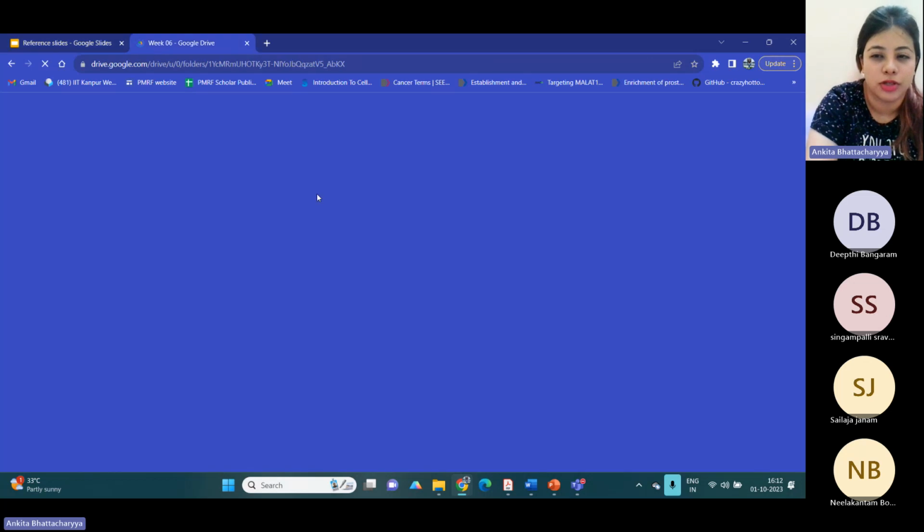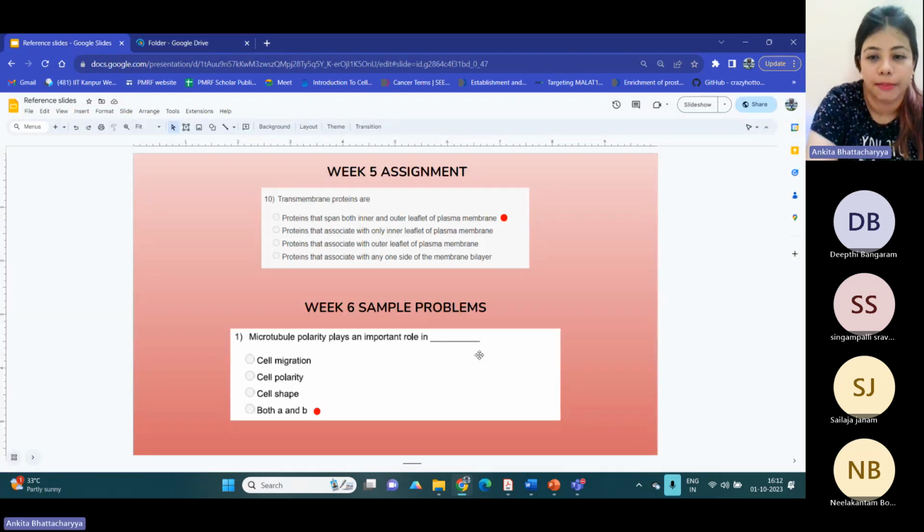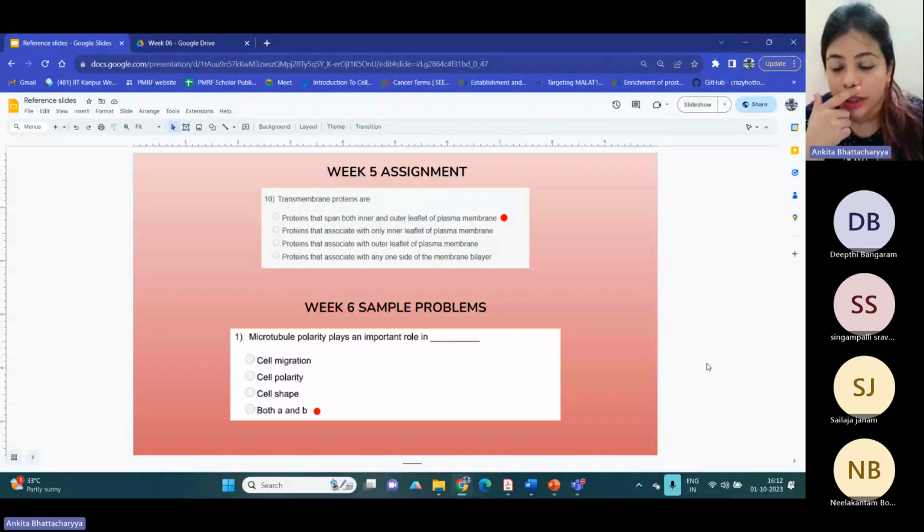I think I'll go through the sample problems first, and then we can go over the lecture notes that are already available to you. Based on what we have discussed just now, the first question is that microtubule polarity plays an important role in cell migration, cell polarity, cell shape, or both A and B. It has a role in both cell polarity as well as cell migration, which is obviously a default function of it. But cell polarity is also coming about because of the microtubule polarity, right? Because it is maintaining the direction in which the centrosome is present and the direction in which it is getting extended.